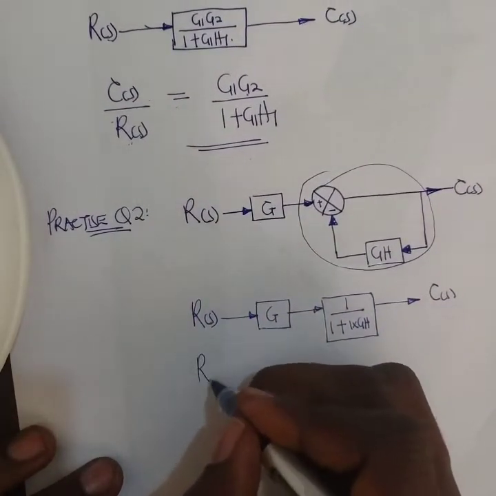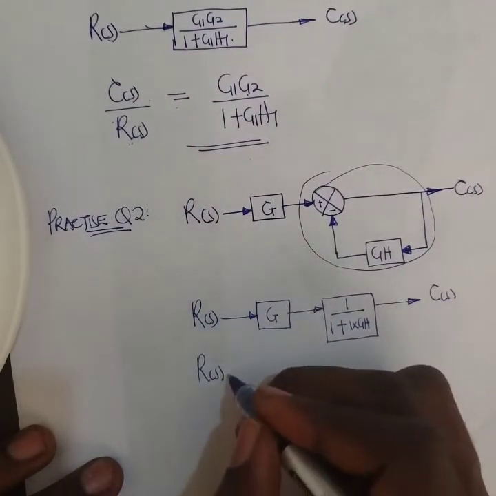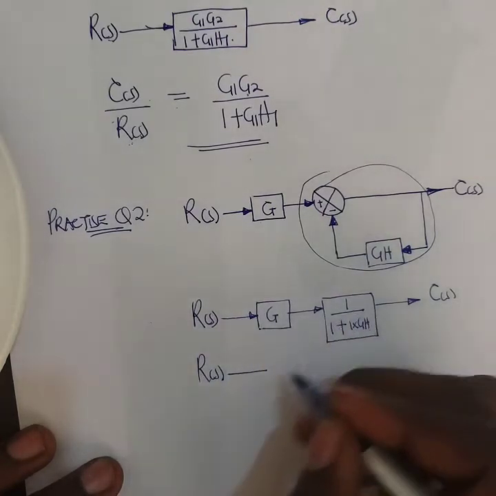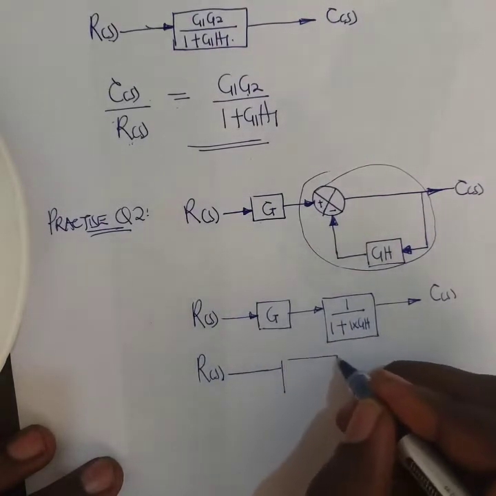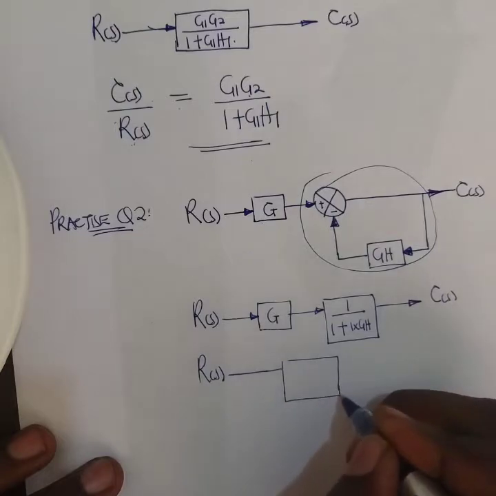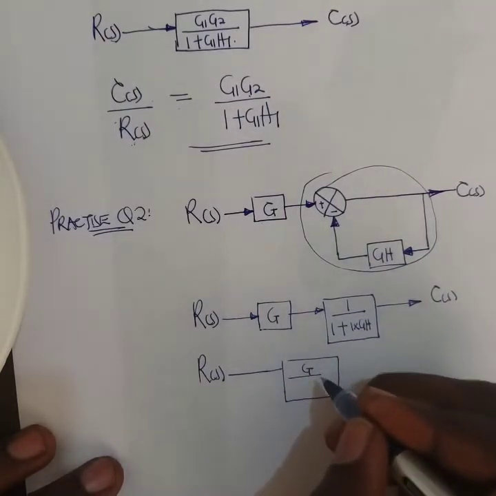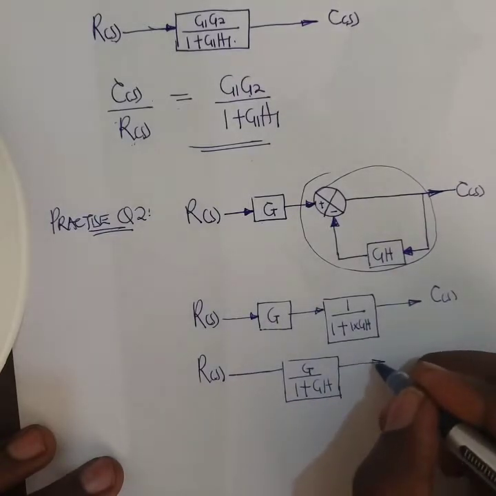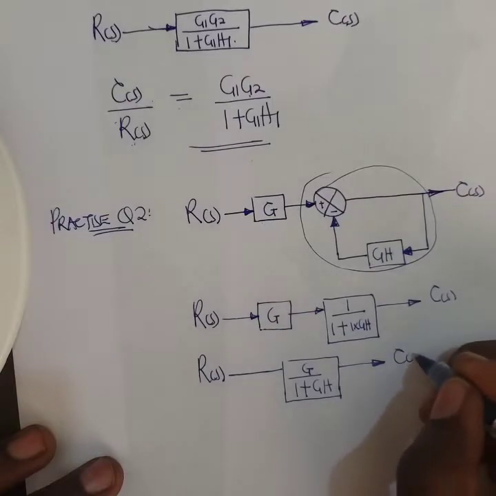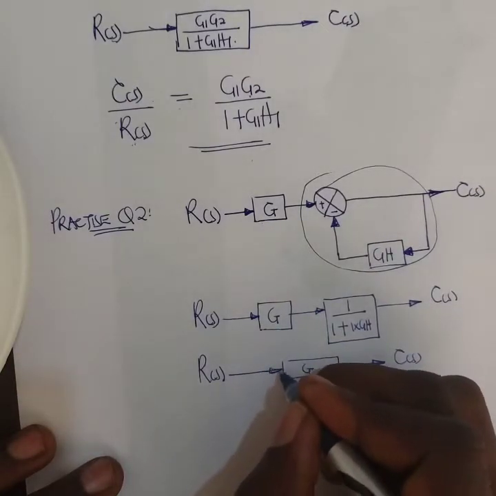So now I can say RS. Now when you multiply your rectangle together, it gives me this. G will multiply the 1, so G times 1 is going to give me G all over 1 plus GH. Then I have my output signal of CS with respect to my input signal.